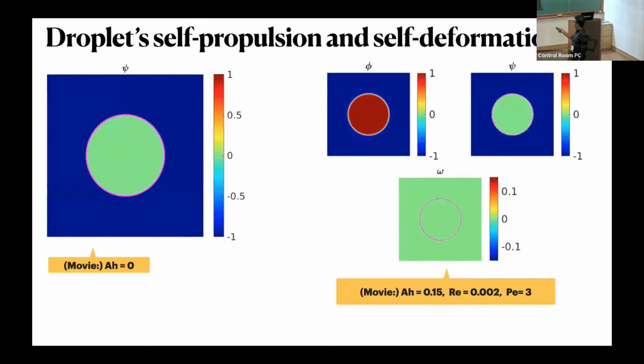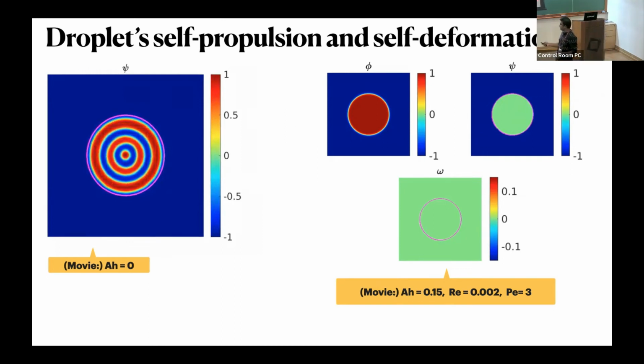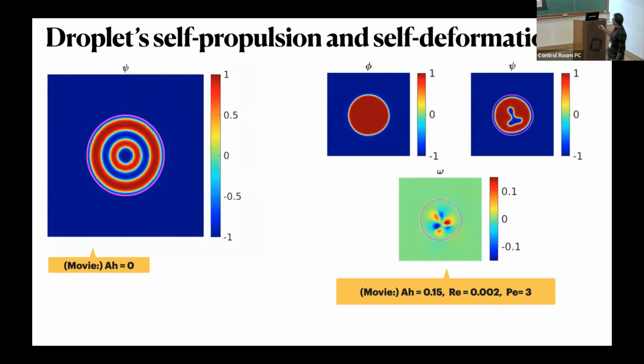So what happens when there is no coupling in the Navier-Stokes equation? The activity is 0 in this case, so it's normal binary fluid mixture phase separation. It will go to a complete phase separation at the end. And if you increase the activity number to 0.15, with Reynolds number very low, almost 0, and Peclet number 3, then in the movie I showed in the beginning, it's self-organized and it propels in a particular direction.